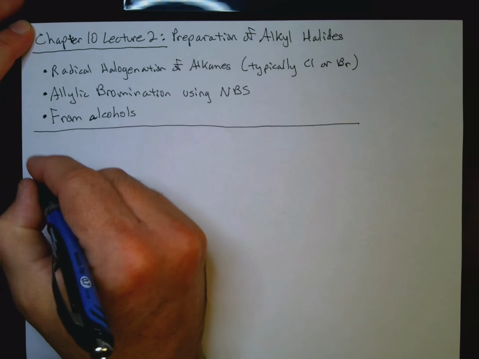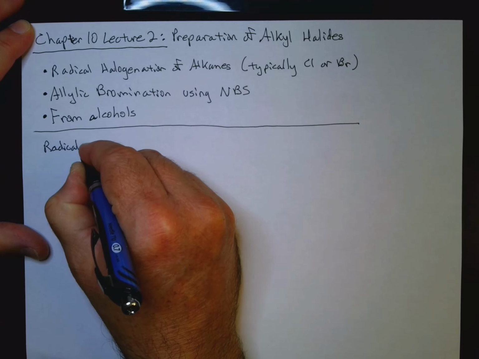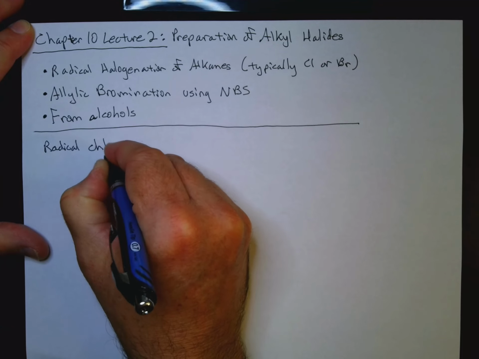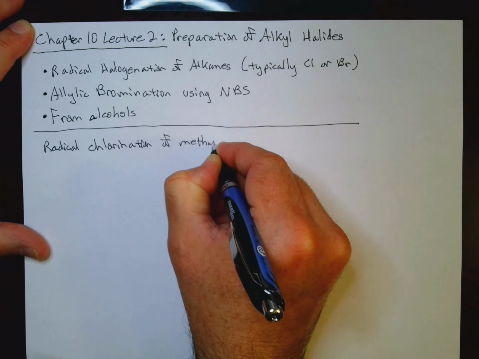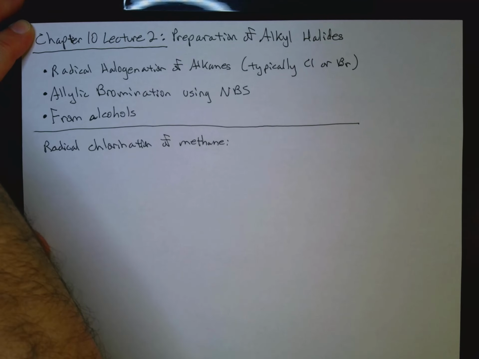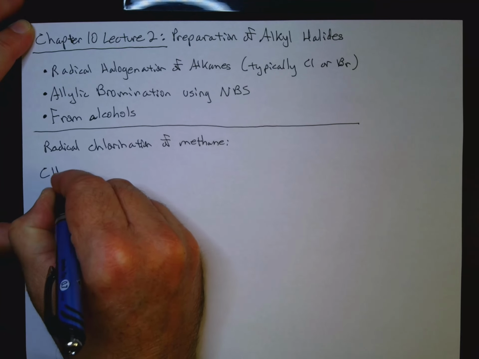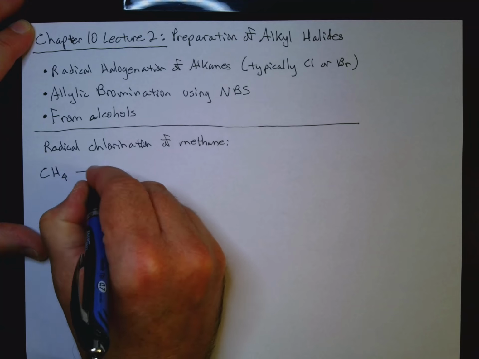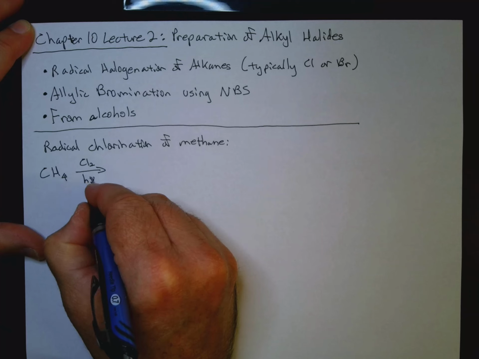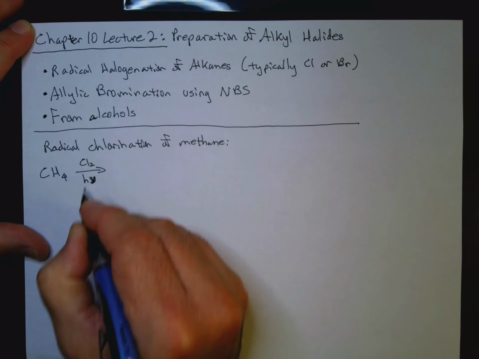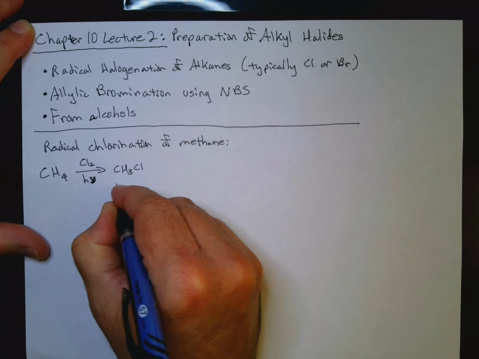Okay, so let's take a look at the radical chlorination of methane. I can't remember if we've gone over this, but I think I did way back in chapter 2, so just a bit of review. We'll use chlorine and some kind of light, that's this h nu here, and that will give us CH3Cl plus HCl.